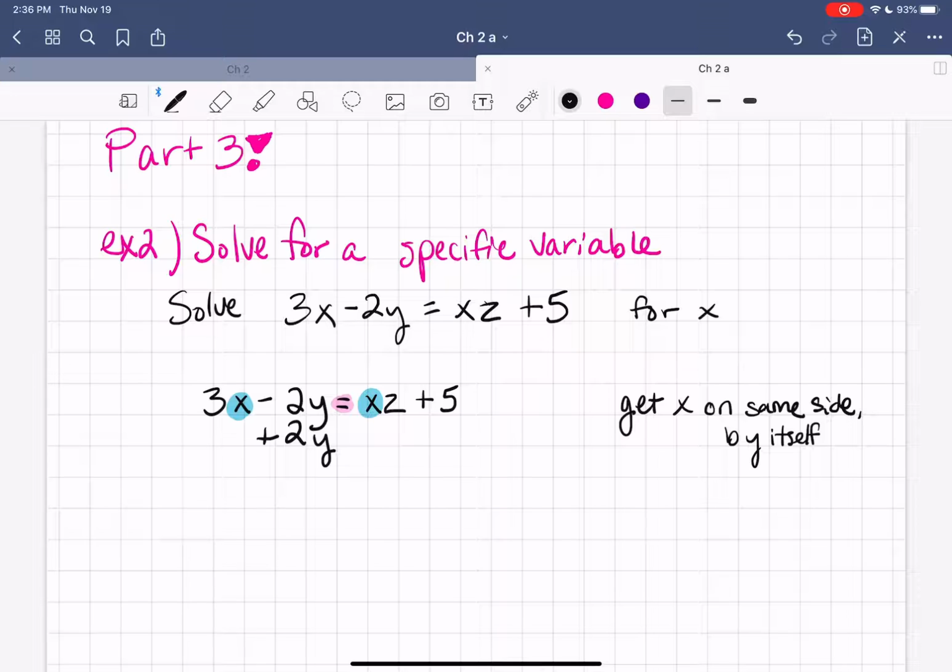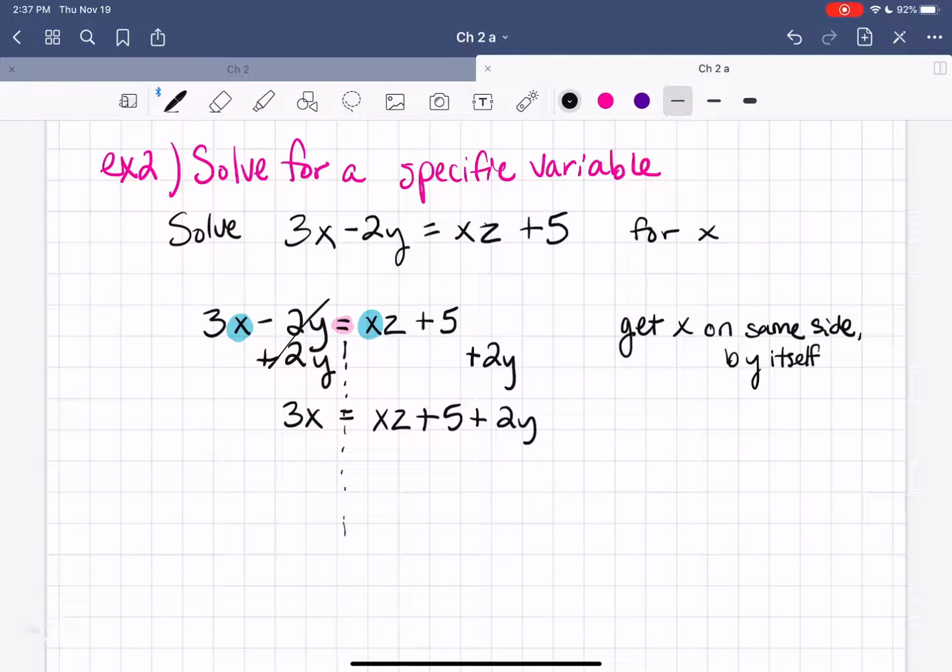I decide I'm going to add 2y to both sides. And I put it off to the side to remind myself that it's not going to combine with either of my other terms here. It's not going to be able to combine with those, but it will cancel out there, and I get 3x equals xz plus 5 plus 2y. Okay? So let me draw my line. Might help.